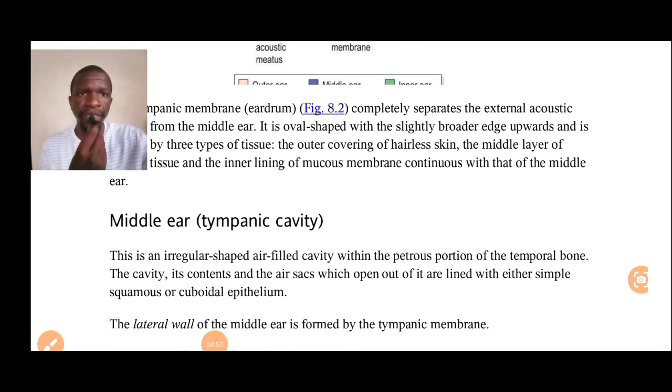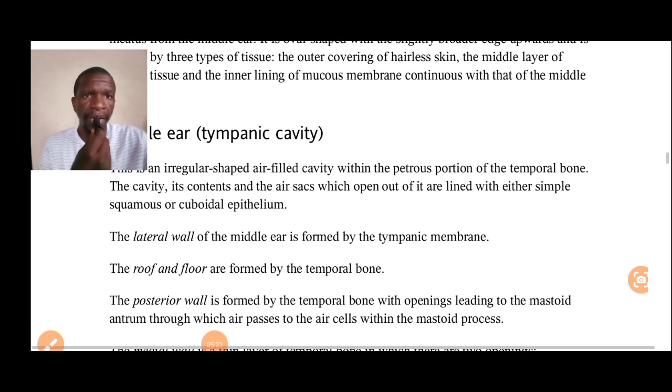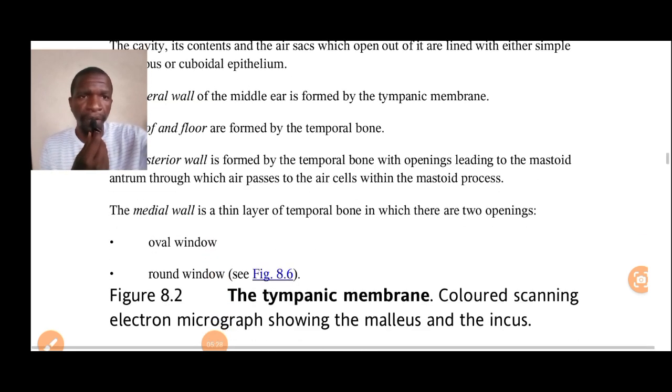Let us look at the middle ear or the tympanic cavity. The middle ear can also be called the tympanic cavity. This is an irregular shaped air-filled cavity within the petrous portion of the temporal bone. The cavity, its contents, and the air sacs which open out of it are lined with either simple squamous or cuboidal epithelium. The lateral wall of the middle ear is formed by the tympanic membrane. The roof and floor are formed by the temporal bone.